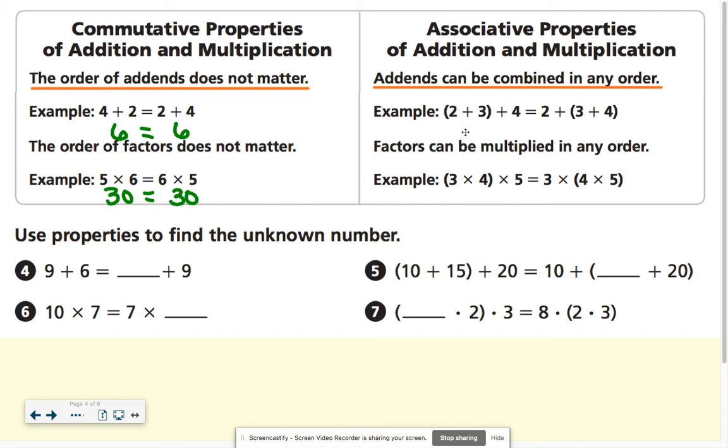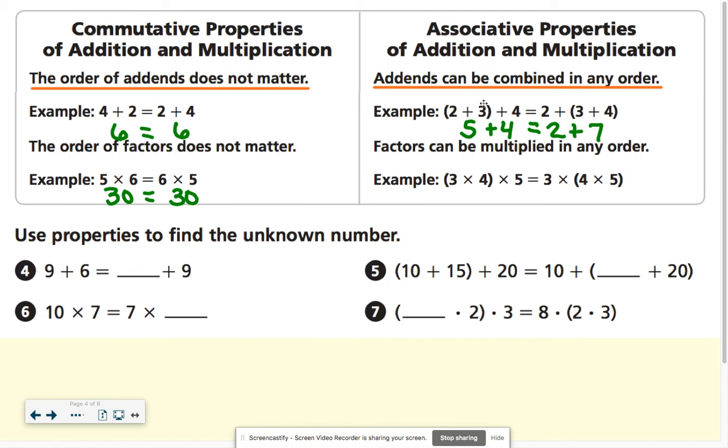A lot of times we do this to add things that combine to make 10 or easier facts that we've been working on. So we can do 2 plus 3 first to get 5, and then 5 plus 4, which is 9. Or we can do 3 plus 4, which is 7, plus the 2, which is 9. So both sides equal 9. It didn't matter which we started with.